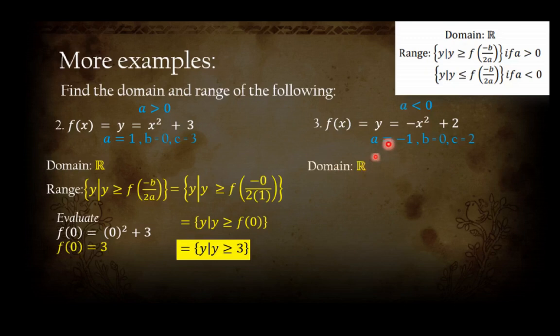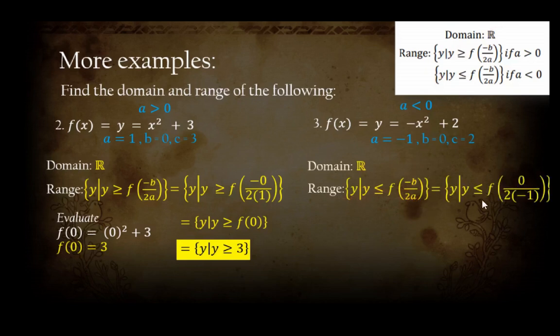So that is the domain. The domain is by default real number, and the range is y such that y less than or equal to f of negative b over 2a. And that is equal to this form. Pinalitan ko lang yung mga coefficients dito sa b and a. Okay? Next, y such that y is less than or equal to f of 0.